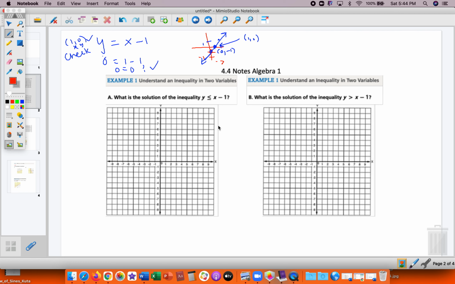So let's plot our y-intercept of -1, and we're going to use a slope of 1 to get to other points. So we'll go up 1, right 1, or we could go down 1, left 1, right? Because that still is positive 1 as the slope.